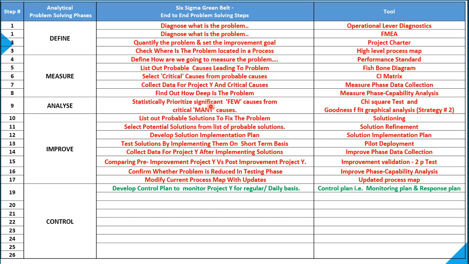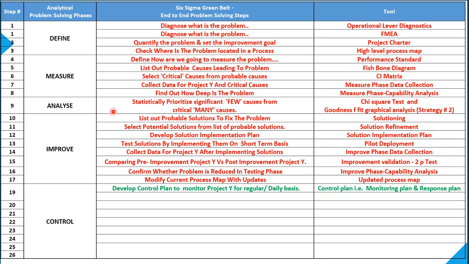Now, what about the problem? We also need to find out, or also need to measure the criticality of the problem as well, and that's where we use capability assessment. So that's what we did in measure phase. So we measure criticality of the causes as well as criticality of the problem. So that's about measure phase.